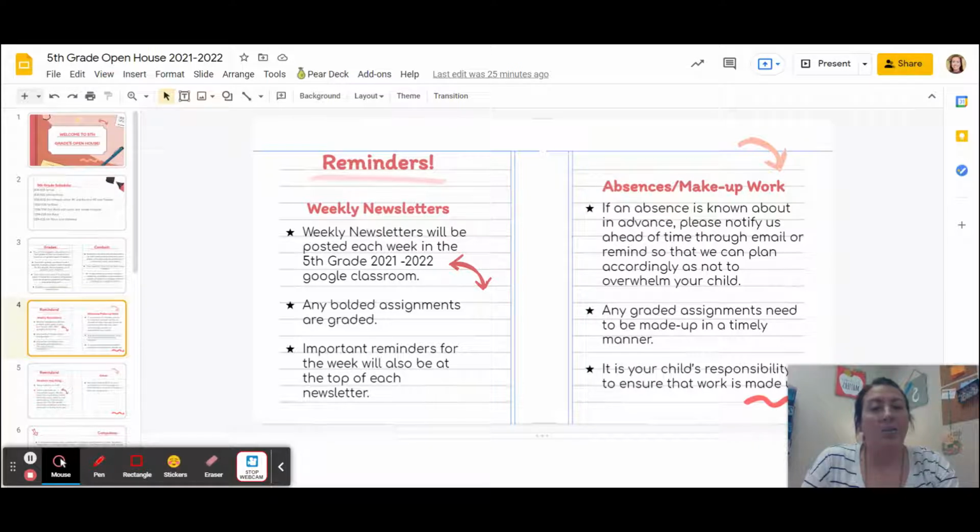If a student is absent, though, and they know they're going to be absent, they can notify us ahead of time so that we can try to make a plan of what they need to do. But if they are not able to let us know, things happen, they should know to check the newsletter to see what's being covered in class. Any graded assignments would need to be made up in a timely manner, and it is their responsibility to ensure that that work is made up, meaning they will need to come talk to each teacher, email each teacher, and make a plan for whatever needs to happen for them to get those grades and assignments completed.